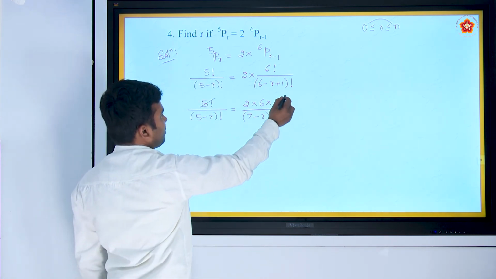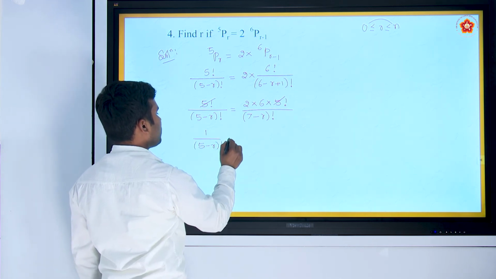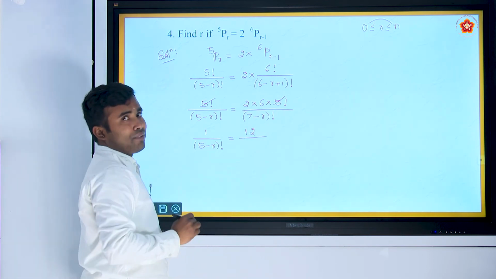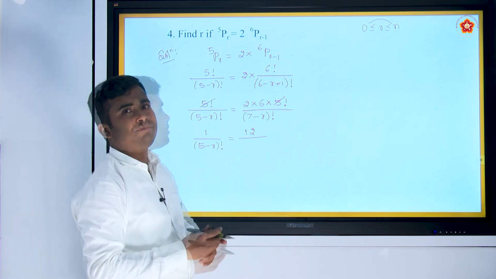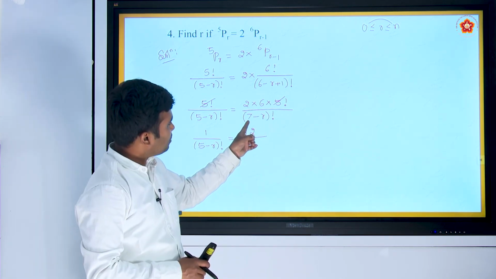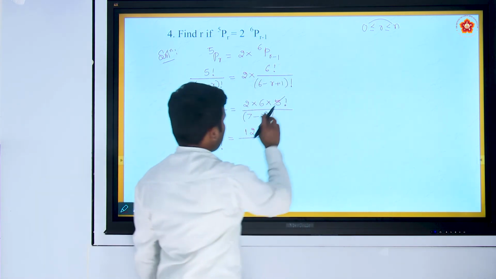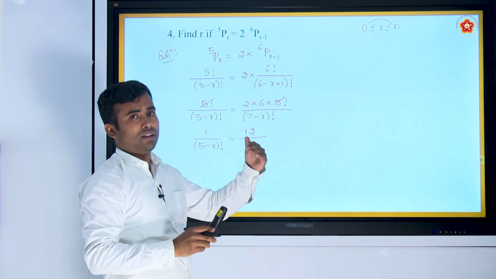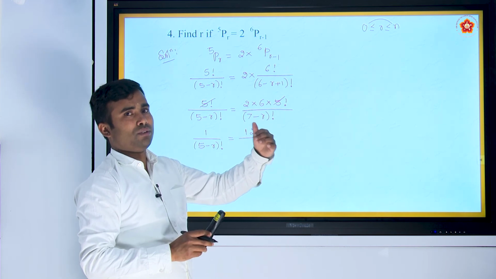So 5 factorial cancels, I am left with 1 divided by 5 minus r factorial is equal to 2 into 6, that is 12, divided by 7 minus r factorial, which can be expanded as, so when you write the next term, you have to subtract 1. Here you see 7 minus r factorial can be expanded in descending order, one term you can subtract, 7 minus r minus 1, like that it will decrease.